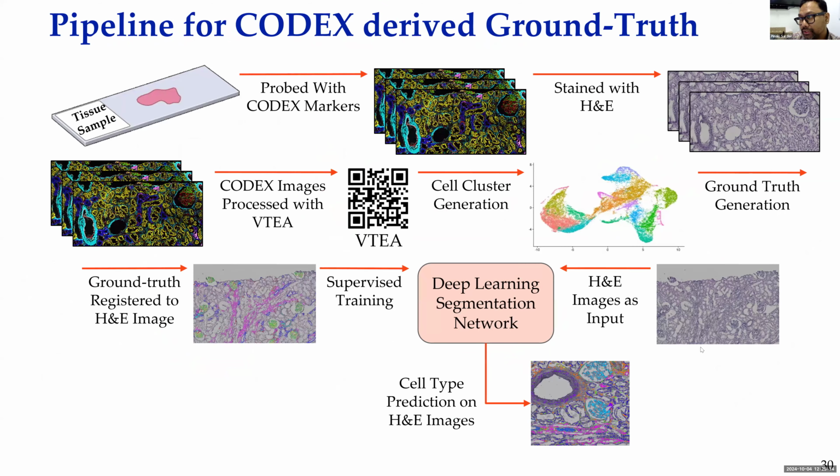So we take a whole tissue sample, right? And then we use this special technology, CODEX, right? And then once we obtain the CODEX image from the same section, we get the histology H&E image. Then we run the CODEX image using a tool called VTEA, which clustered the cells and mapped the cells back to generate the ground truth.